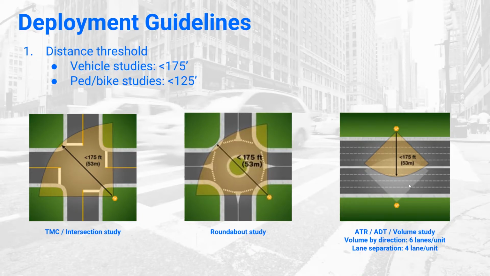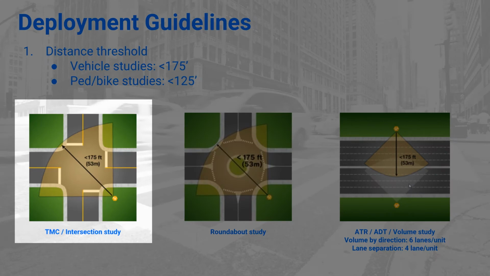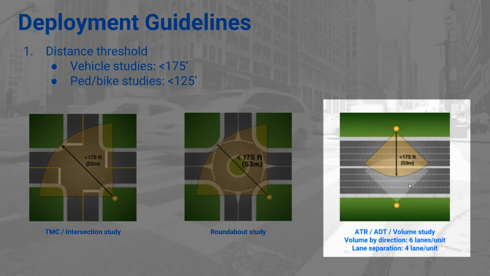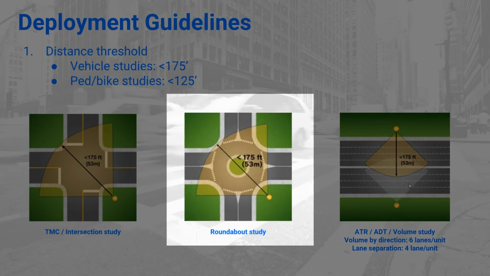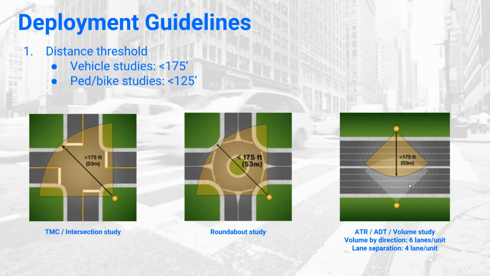Your Scout can be used for both vehicle and pedestrian studies. For vehicle studies, all movements need to be within 175 feet of the camera for ideal processing. For vehicle studies, we offer turning movement counts with the option of including crosswalks, ATR road volume studies, and roundabout studies. If you are doing a pedestrian pathway or junction study, all the movements need to be within 125 feet. This distance is from the camera to your furthest movement. If your intersection is larger than 175 feet, then you will require additional scouts to capture all the movements.